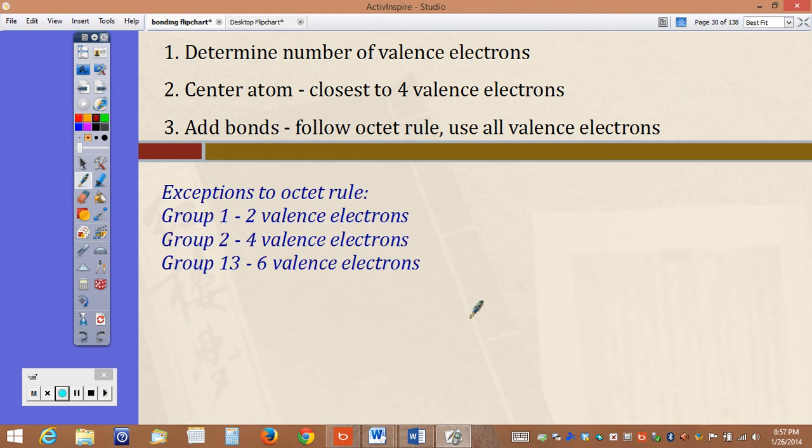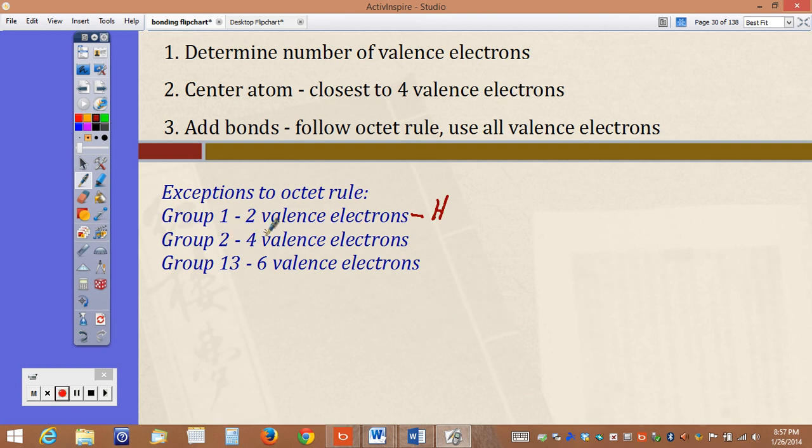There are some exceptions to the octet rule where you can end up with less than 8. The first one is atoms in group 1 will end up with only 2 valence electrons when they're done. And the biggest example of this is hydrogen. But if you remember, hydrogen is a nonmetal. The rest of the things in group 1 are metals and probably will not be found in a covalent molecule.